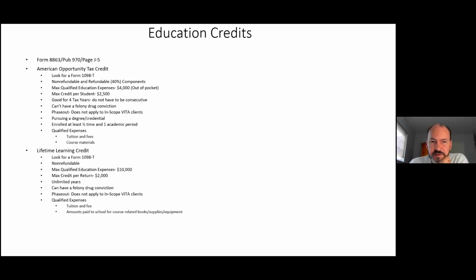So anyway, back to qualified expenses for the lifetime learning credit: tuition and fees. And in your Publication 4012 and also in your Publication 970, it says in order for you to add the course materials as part of qualified expenses, you have to pay the school for course-related books, supplies, and equipment. You got to pay the school.